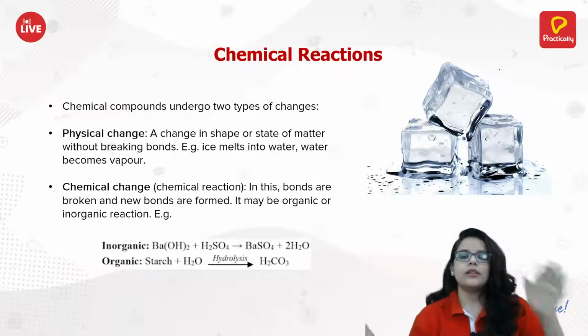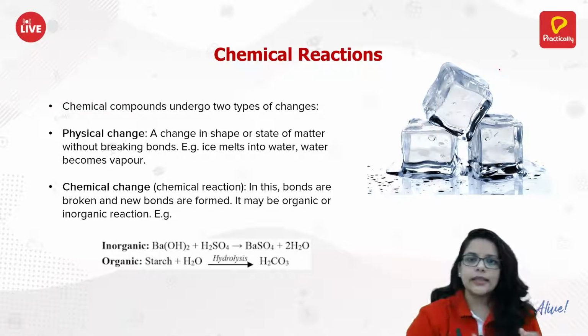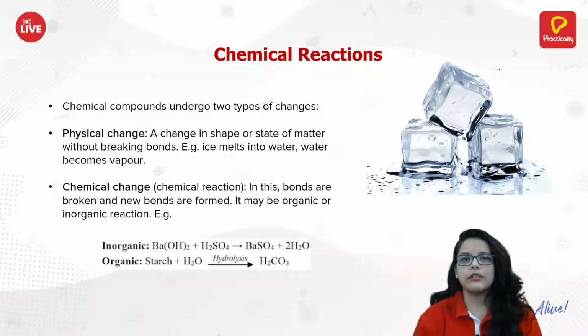Now first we'll talk a little bit about the chemical reactions and then we'll talk more about the enzymes. Now we know that chemical reactions are actually of two types. There's a physical change which we can see with our eyes.